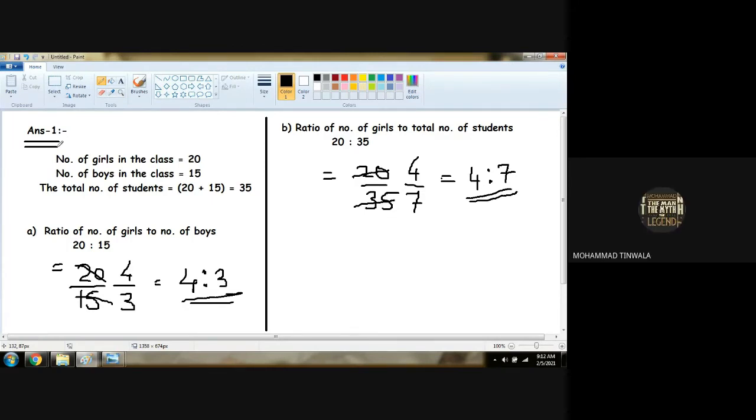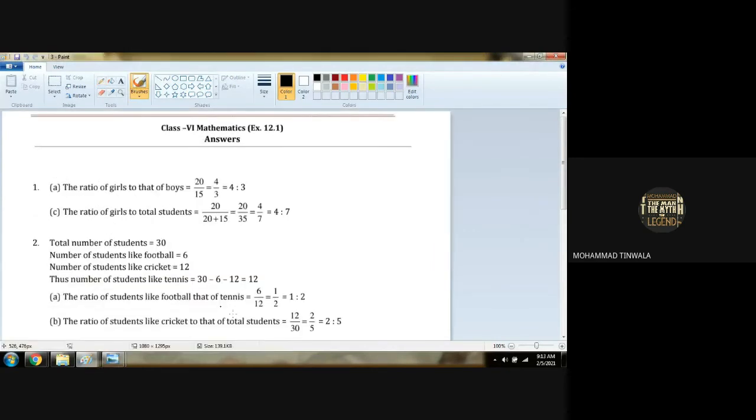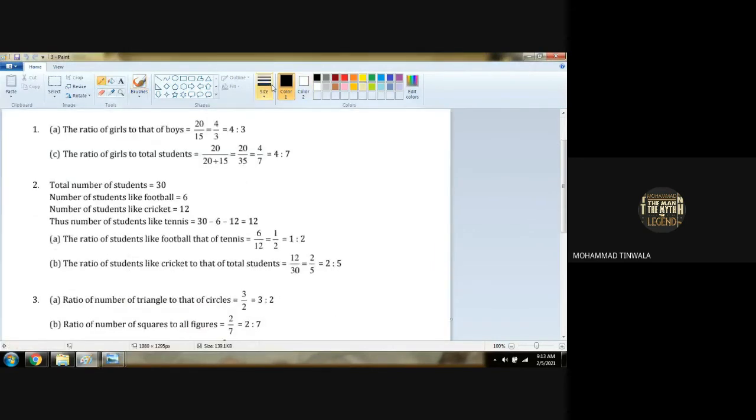Tell me, does anyone have any doubt in this? No. Anybody has any doubt with this? Girls? No, sir. Sure? Yes. Okay, let us check the answer. Are we correct or not? The ratio of girls to that of boys, 20 upon 15, 4 is to 3. Did we get the correct answer?